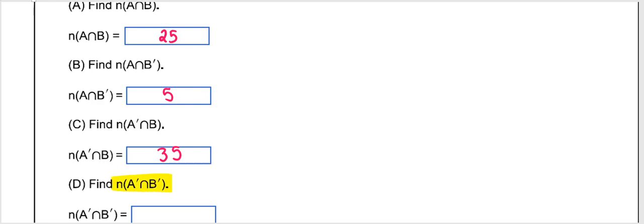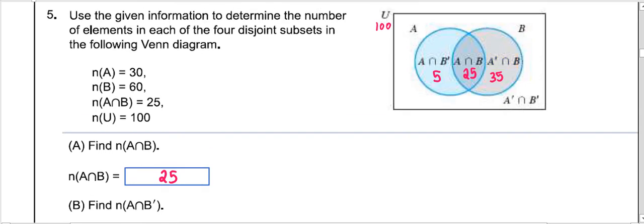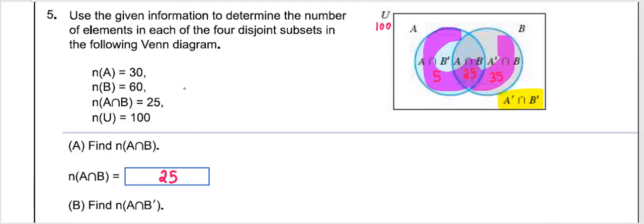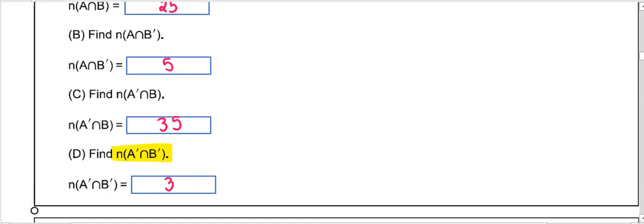And the last thing, the number of elements in not A and not B. We didn't find that. That would be out here. All right, so inside, in here, what do we have so far? 5 plus 25 is 30, plus 35 is 65. Now if we have 65 accounted for and we have a total of 100, we have 35 out here not accounted for. Okay, so the answer would be 35.